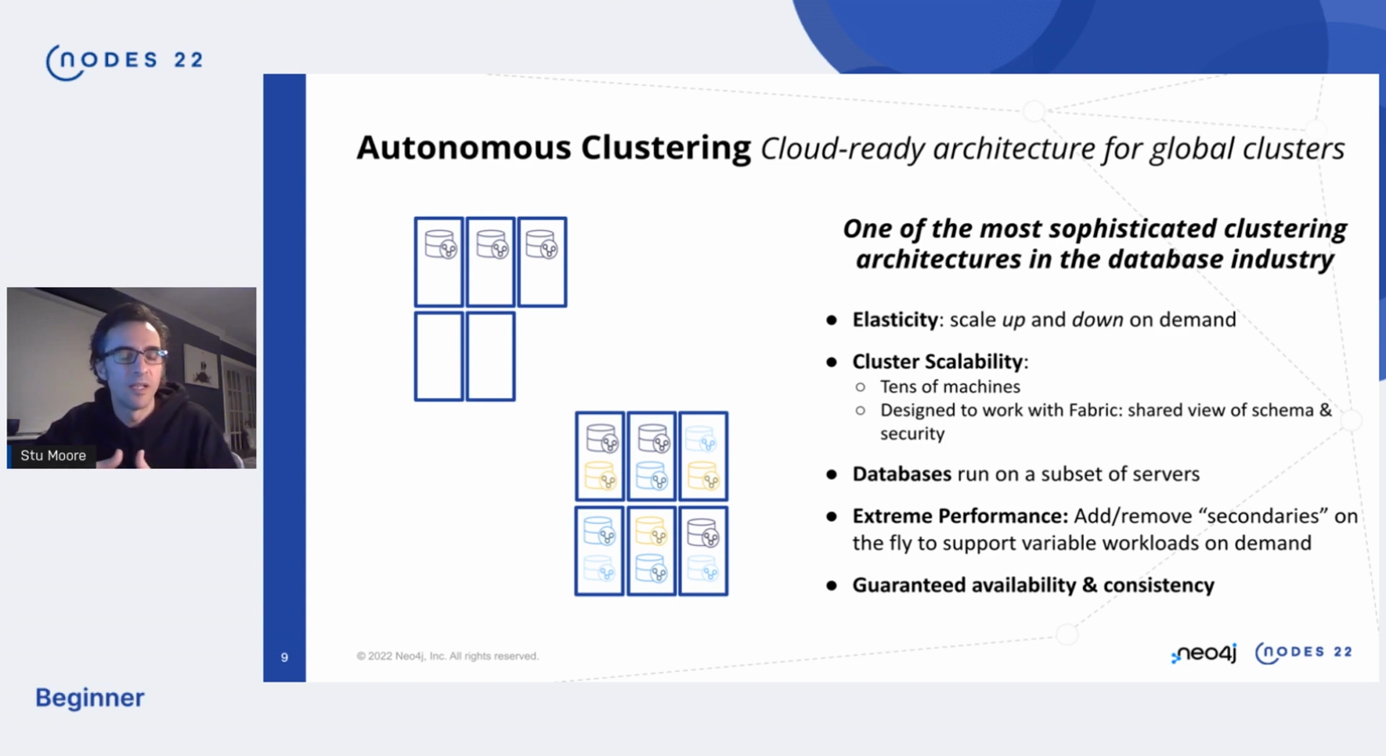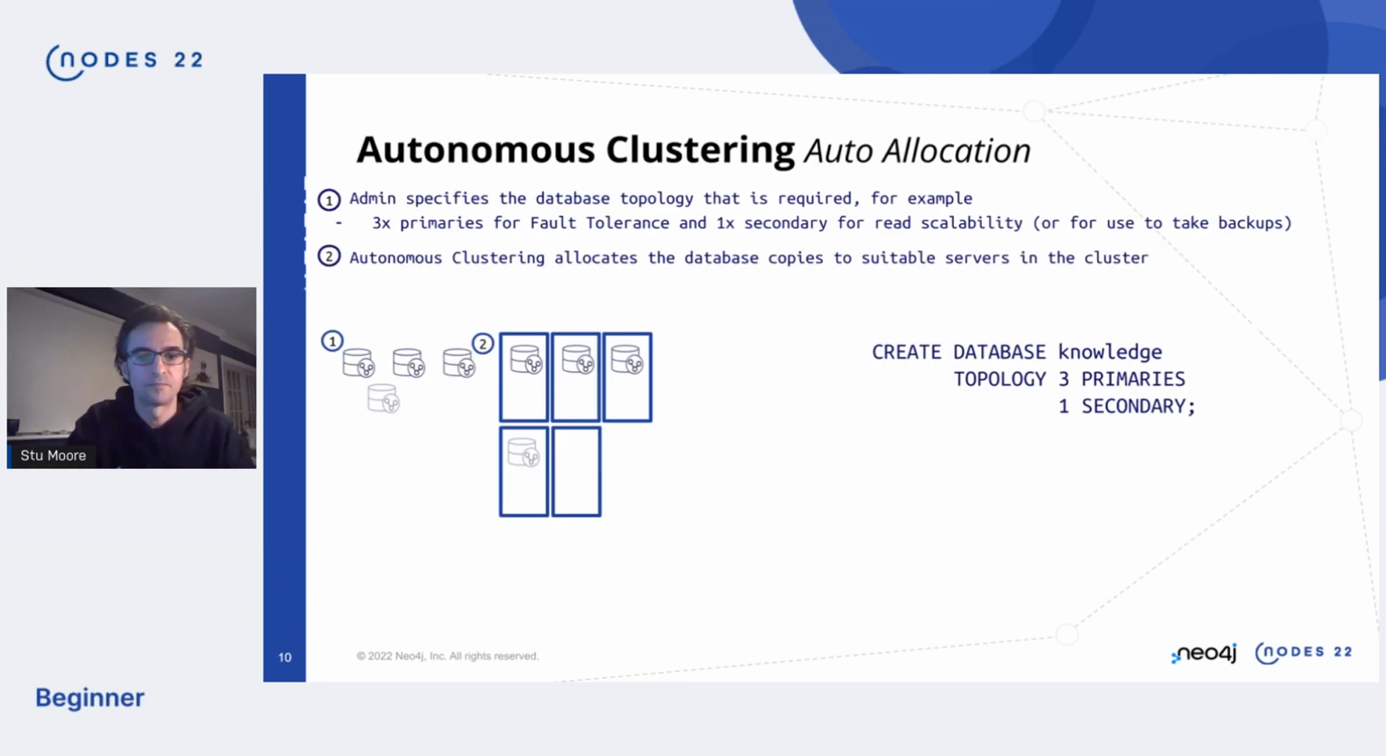The other thing that is important to stress is that Fabric, or the composite databases, is now an integral part of the cluster. So this means you have a shared view of the schema and security within the cluster. So let's say as the administrator, you want to create 3 different fault-tolerant databases within your cluster, and you've got 5 servers available to do that.